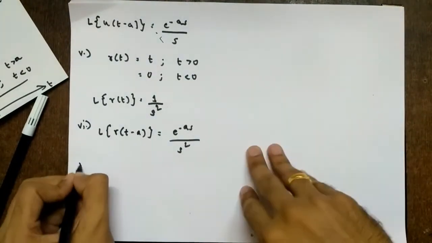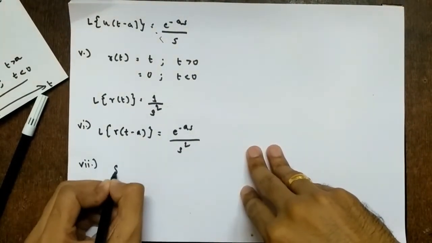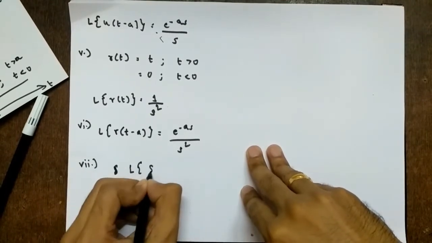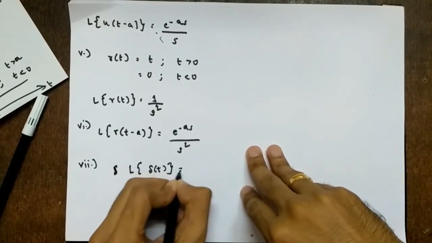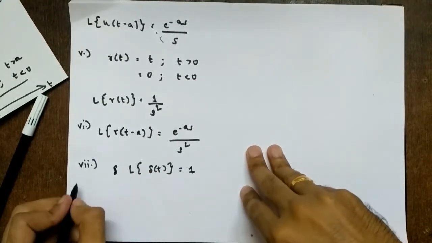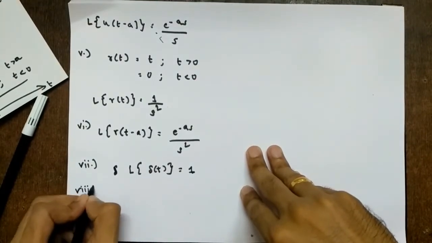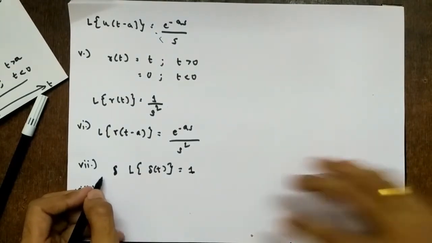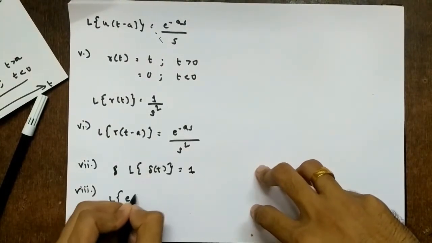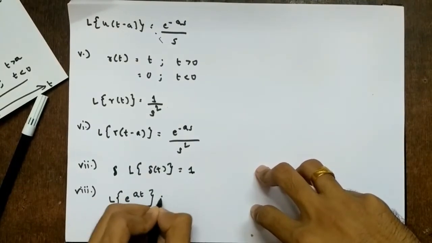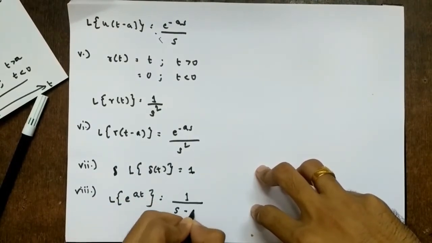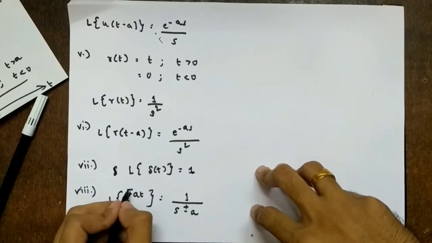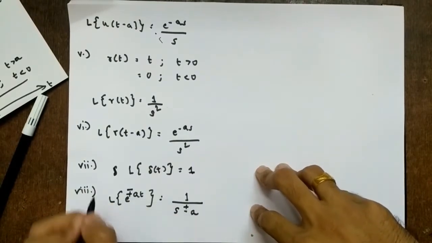Then we have the unit impulse function. Its Laplace transform, Fourier transform, etc. are usually 1, so I'll directly write it. A huge amount of signal is generated for a very small amount of time, ideally in 0 seconds. Its Laplace transform is 1. Then we have the Laplace transform of the exponential function e raised to at. It is given as 1 upon s minus a. So if it is plus, we write minus, and if it is minus, we write plus.